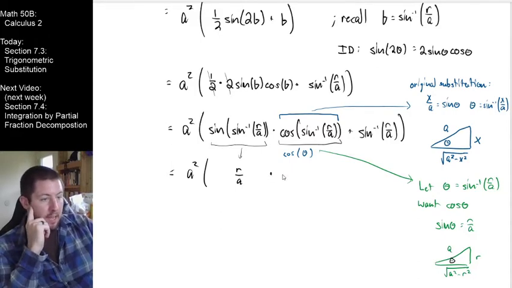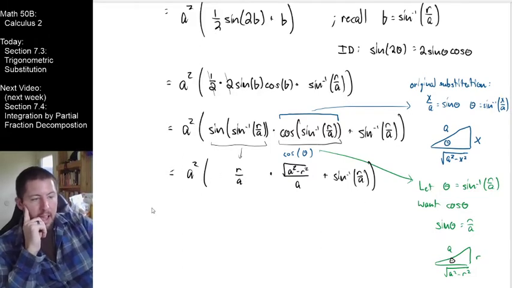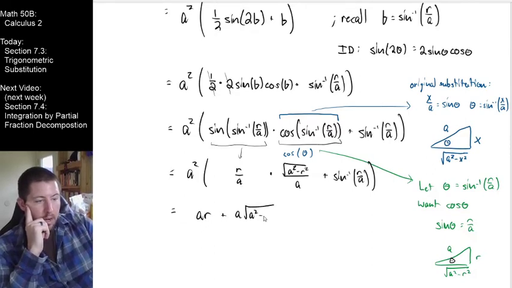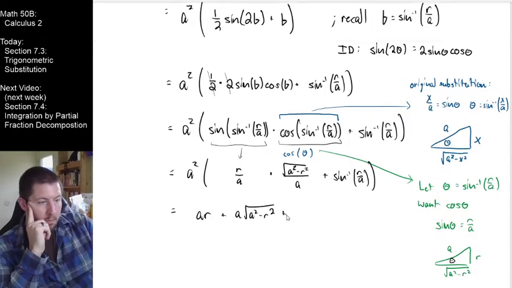So it looks like I'm going to be getting here the square root of a squared minus r squared over a. That's going to be my term from this guy right here, plus sine inverse of r over a. Okay, so I'm going to multiply through by a squared, and we're going to get ar plus a times the square root of a squared minus little r squared, plus a squared sine inverse of r over a.